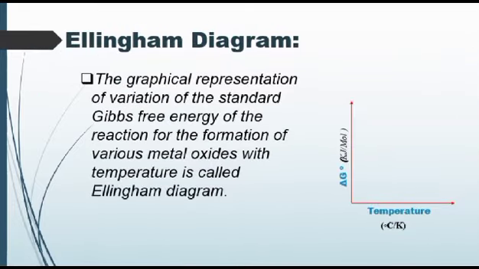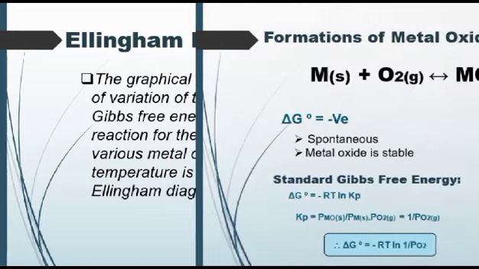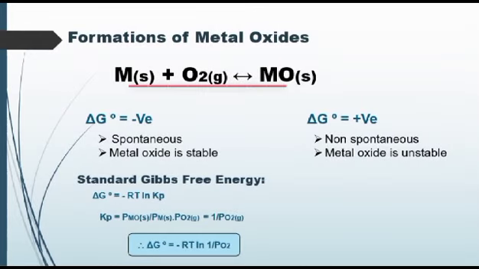Ellingham diagram is a graphical representation of variation of the standard Gibbs free energy of the reaction for the formation of various metal oxides with the temperature. Let us consider the formation of metal oxide as an equilibrium reaction. Then, if the standard Gibbs free energy change is negative, then the reaction is spontaneous and the metal oxide is considered to be stable. On the other hand, if the standard Gibbs free energy change is positive, the reaction becomes non-spontaneous and the metal oxide is considered as unstable.